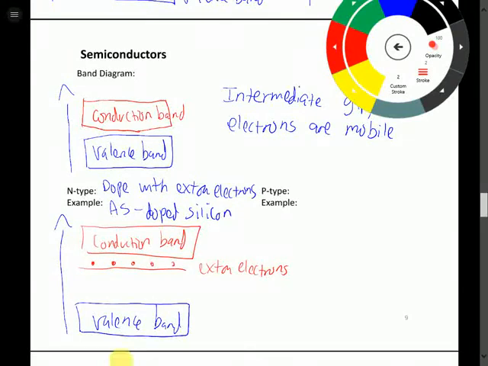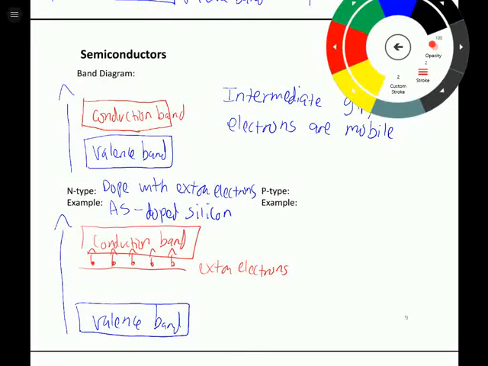And these extra electrons are very close to the conduction band, so they are mobile. So remember that the mobility of electrons is their ability to move into the conduction band to transport through the structure. We add some extra electrons in. Those extra electrons are now close to the conduction band, and we now have a pool of mobile electrons.